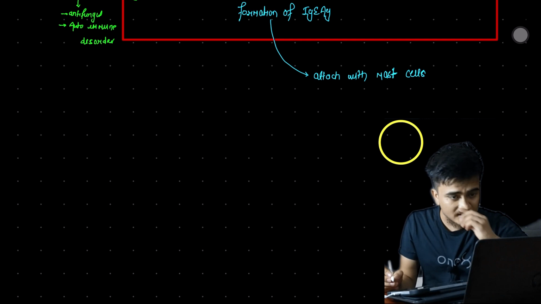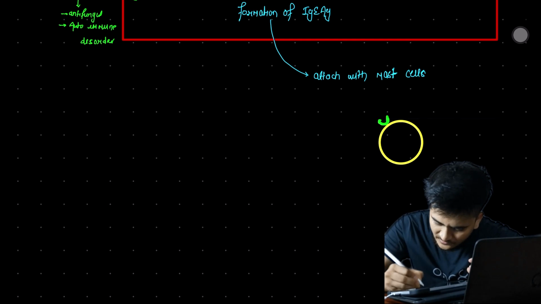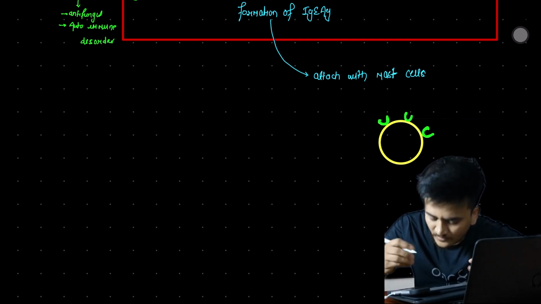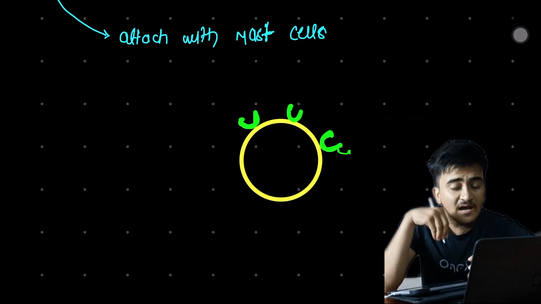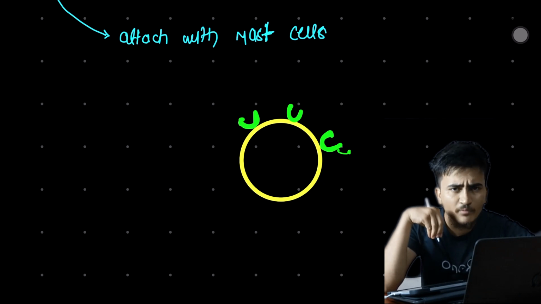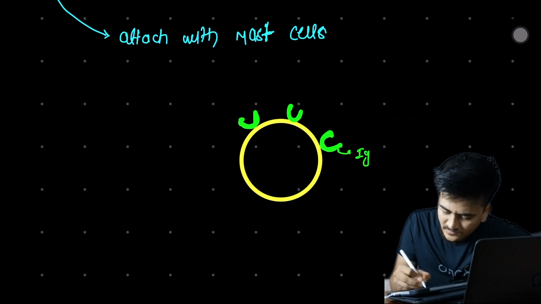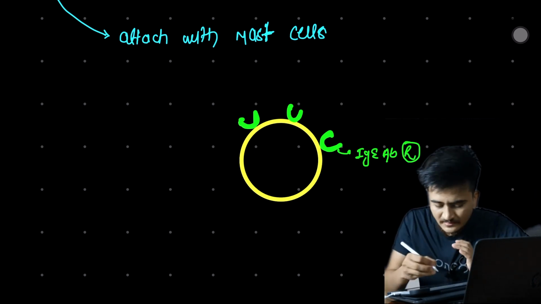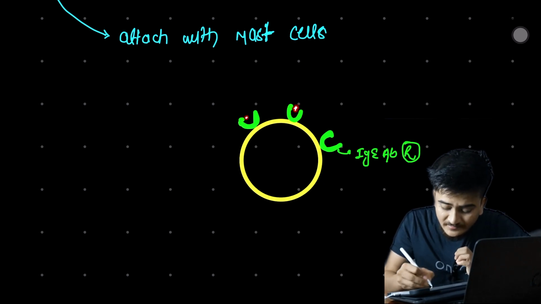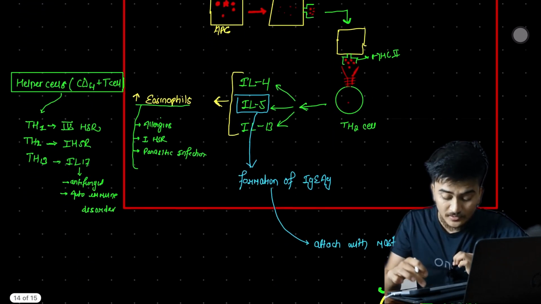In normal condition, the mast cell has receptors on its surface. What are these receptors for? These receptors are IgE antibody receptors. At normal condition, there is the presence of receptor, and in this receptor at normal condition there is presence of nothing.